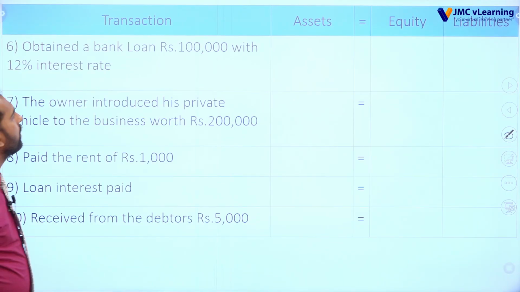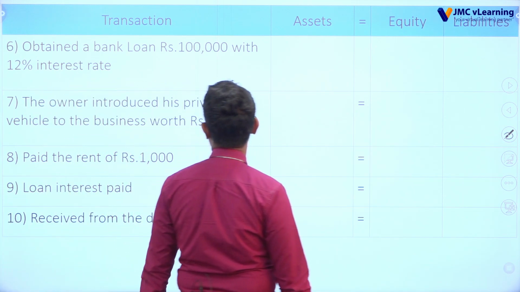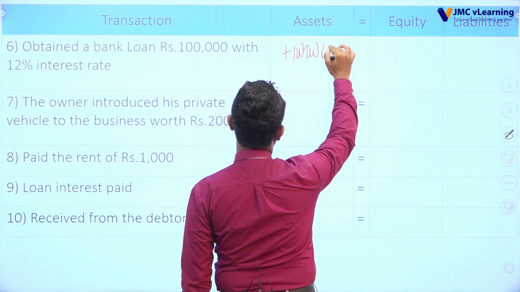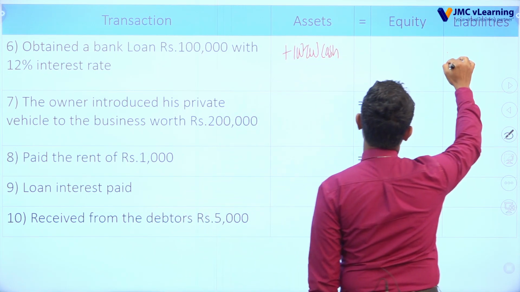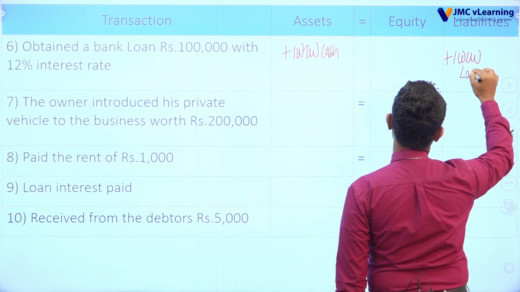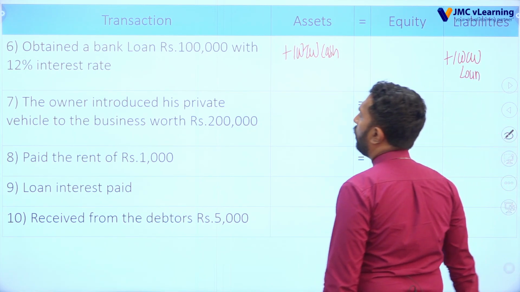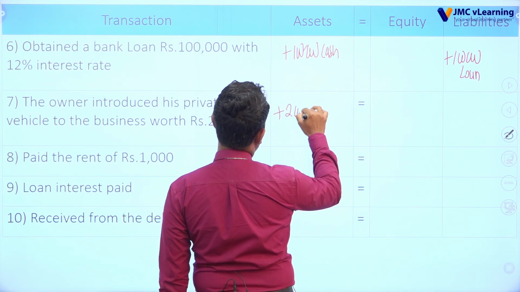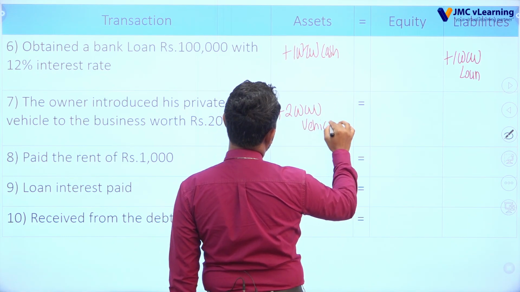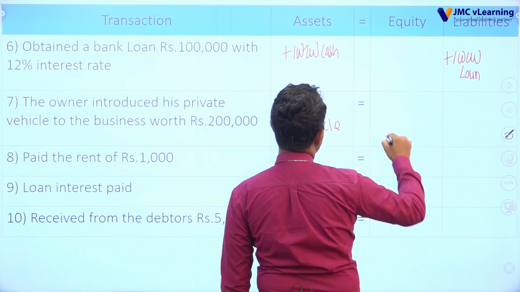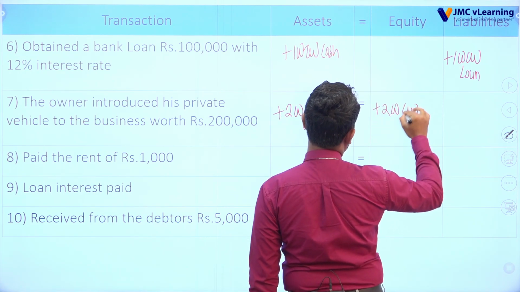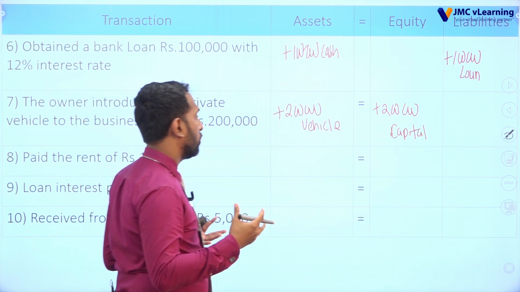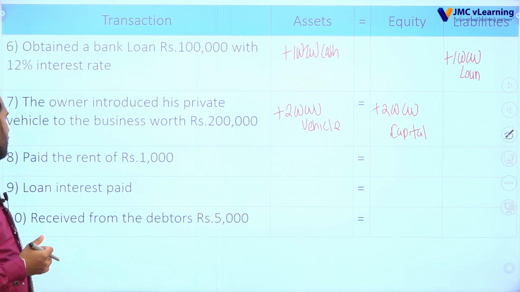Obtained a bank loan of rupees 100,000 at 12% interest rate. So when you are obtaining the loan, cash will increase, and on the other side, the loan balance will increase. The owner introduces private vehicle to the business worth of 200,000. So business is getting a vehicle worth of 200,000. This is given by the owner, so the owner's equity capital will increase by 200,000. Because owner is putting this vehicle and we are supposed to pay back that value. So the equity capital will increase.